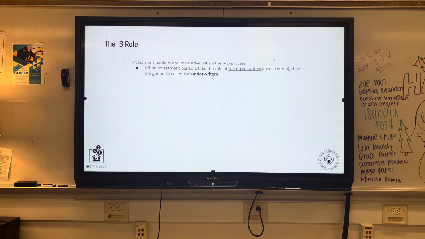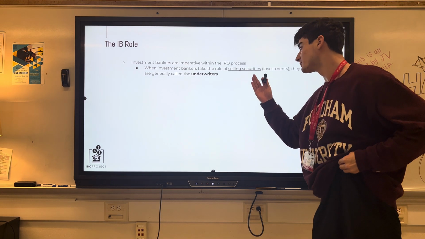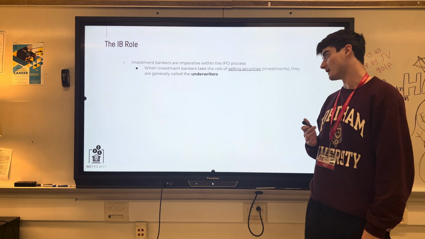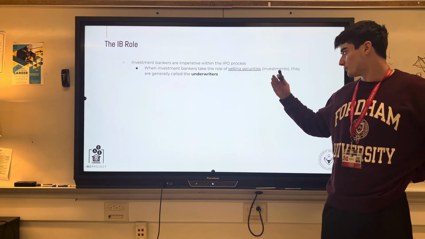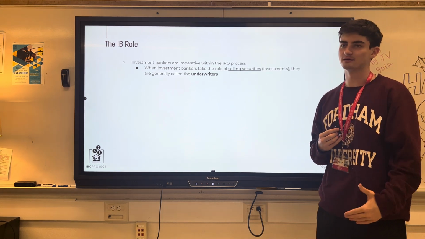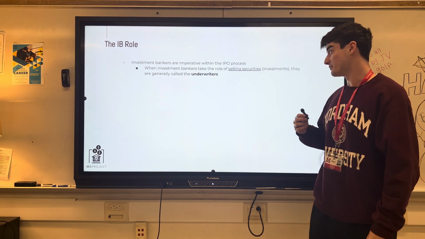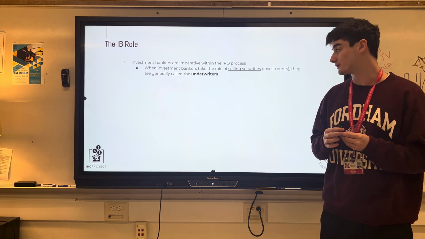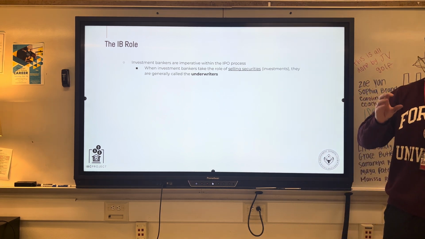All right, so the investment banker, their role in the IPO process, of course, they're the middleman, right? Their role is to sell the securities, which again is just assets, investments, bonds. And the people they sell them to are generally called underwriters. So that's the name of the person buying it from the investment banker.